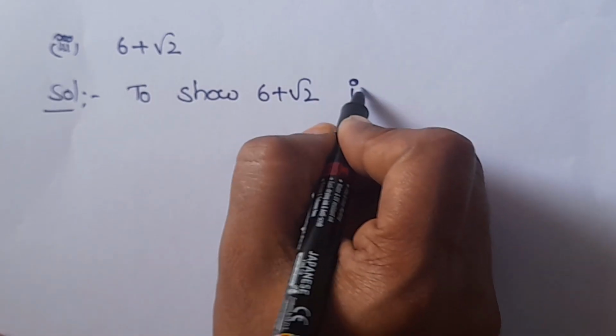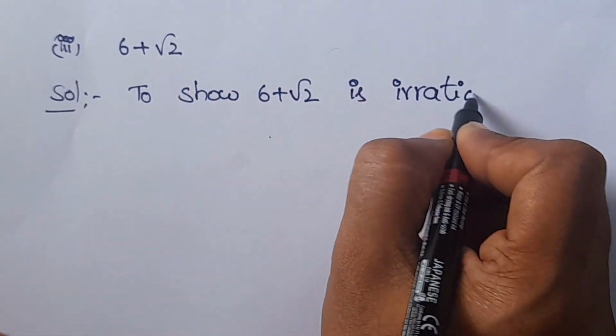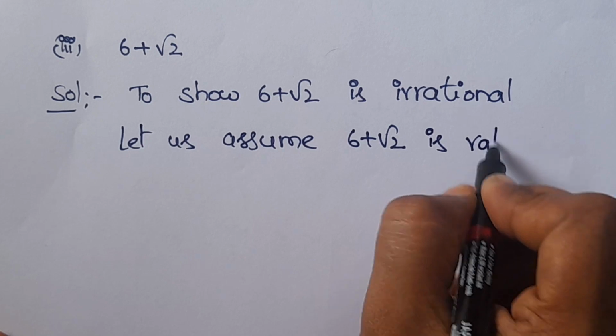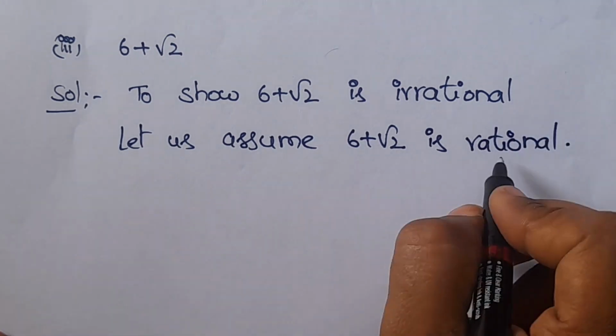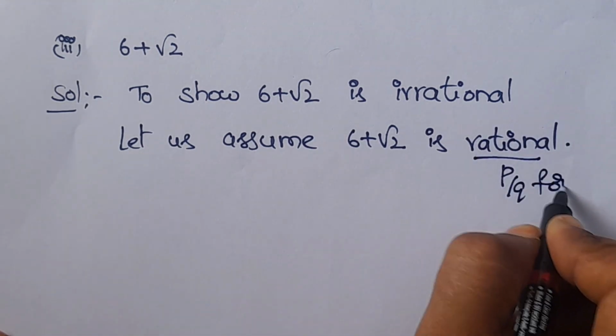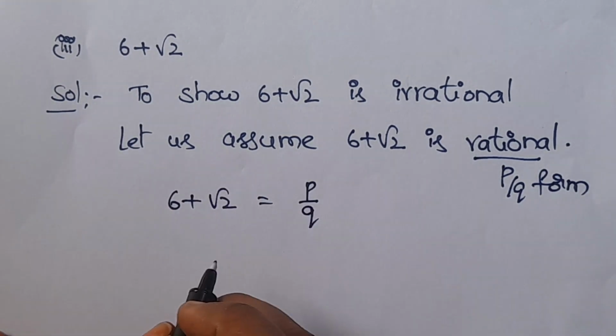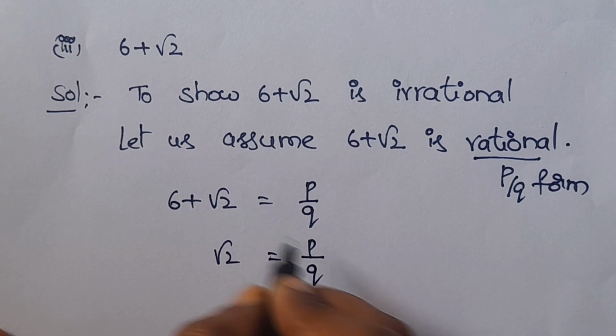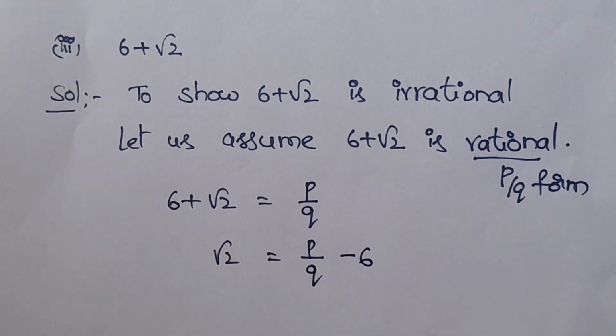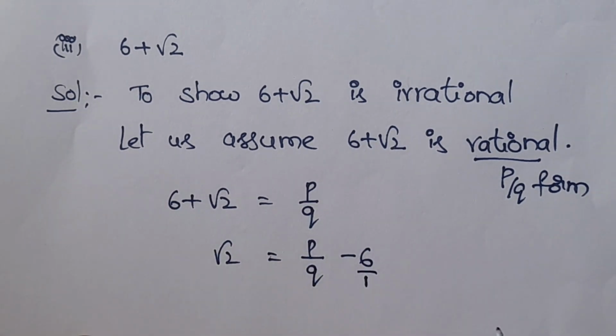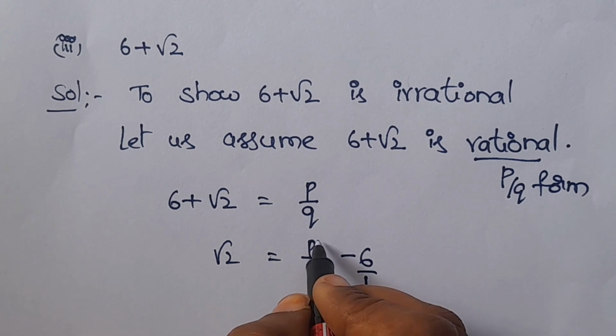Third bit, 6 plus root 2. Solution, to prove 6 plus root 2 is irrational, let us suppose that 6 plus root 2 is rational. We know that a rational number is in the form of p by q. That's why 6 plus root 2 is equal to p by q. Root 2 is equal to p by q minus 6. Write 6 as 6 by 1, which is in the form of p by q.